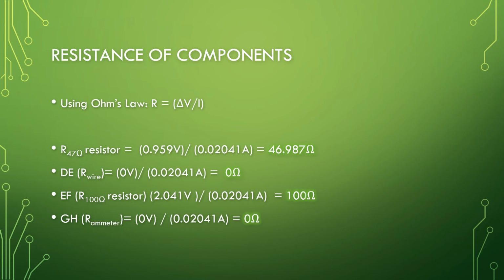Using Ohm's law, we are able to find that the resistance across the 47 ohm resistor is 46.987 ohms. The resistance across the wires is 0 ohms. The resistance across the 100 ohm resistor is 100 ohms, and the resistance across the ammeter is 0 ohms.